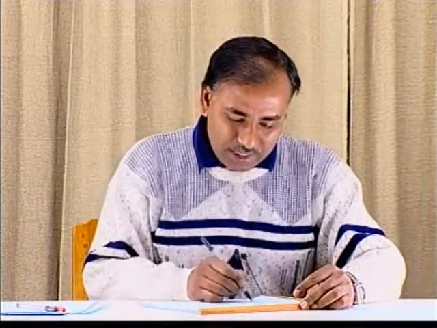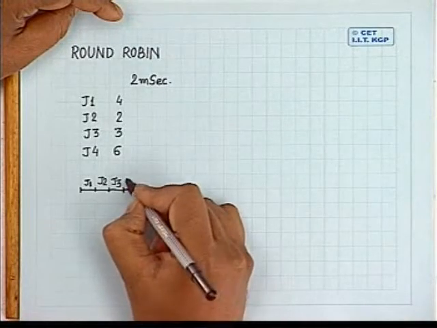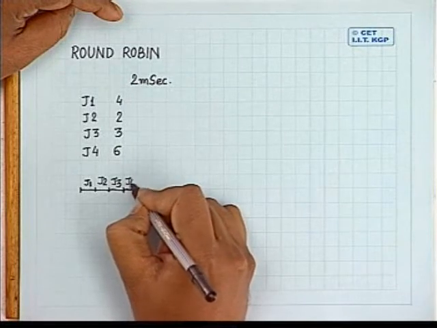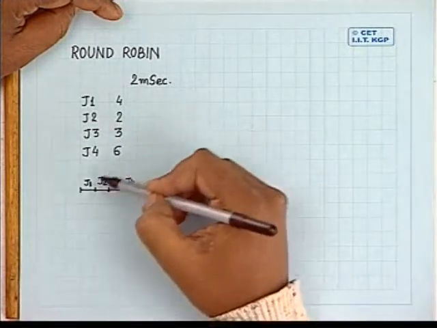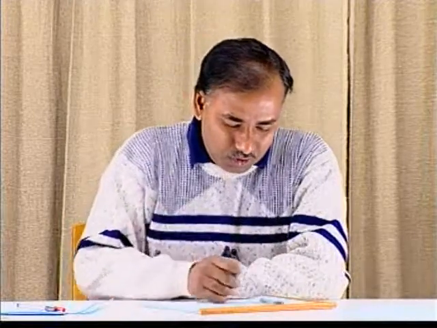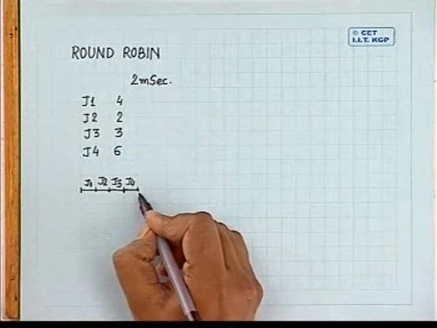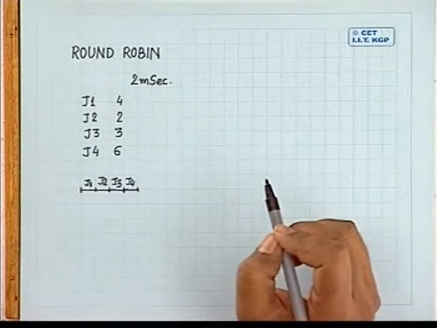After that, job J4 will be executed, whose time requirement is 6 milliseconds. It will be executed for 2 milliseconds. First come, first serve basis, the way it has appeared in the ready queue. I always take the job from the head of the ready queue, give it to the CPU for execution, and it will be executed for a maximum of one time quanta. So with job J4 having completed one quanta, now again I go back to job J1.